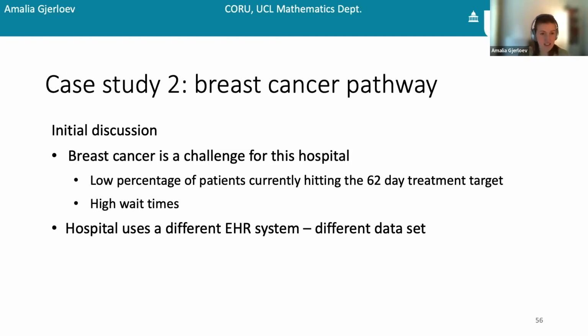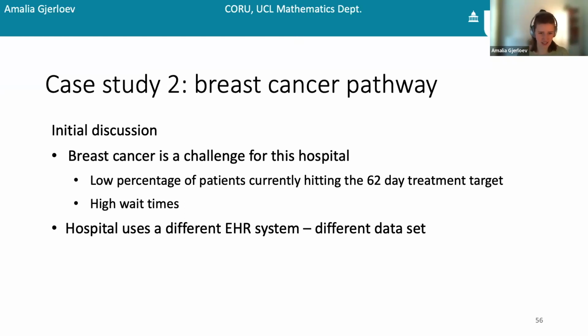So there is another case study. I mentioned I was working with two hospitals. The second hospital I'm working with, we are modeling the breast cancer pathway. Taking all these challenges into account and thinking about how I can do better this time around, we went into this other hospital and had our initial discussion.